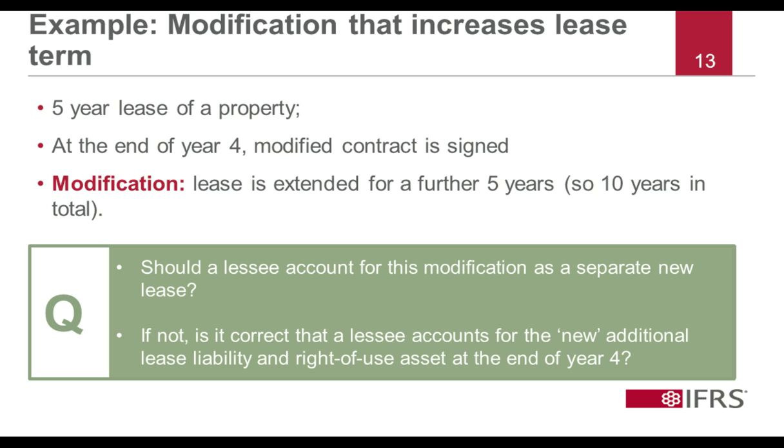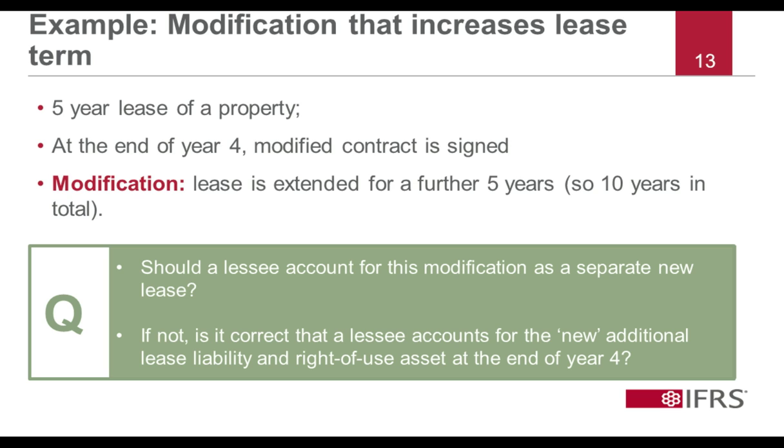Okay, so moving on then. The third example we'll look at covers a modification that increases the lease term. This time we have a 5-year lease of a property with a modification agreed at the end of year 4. That modification increases the lease term for a further 5 years, so to 10 years in total.